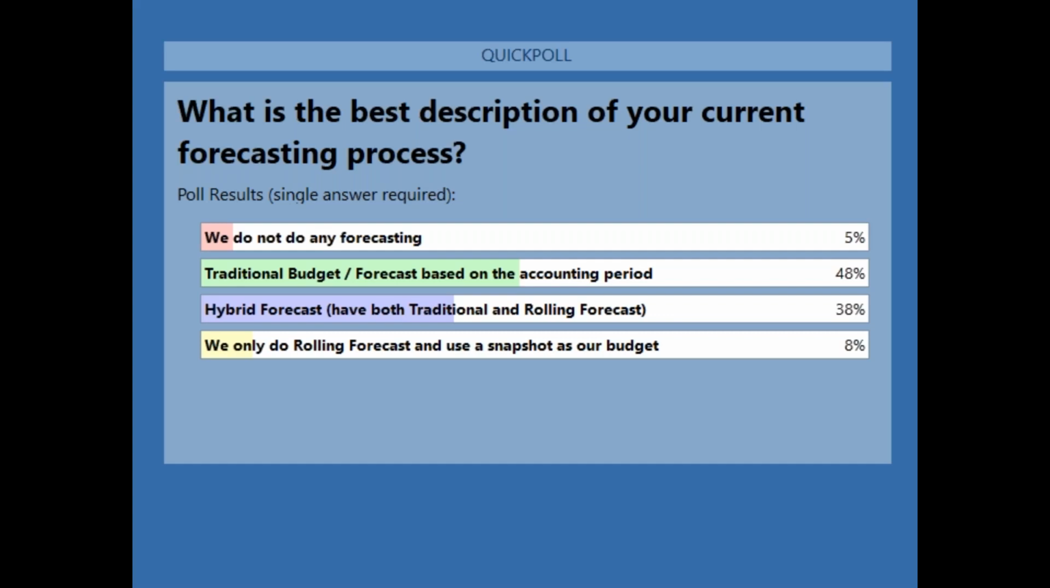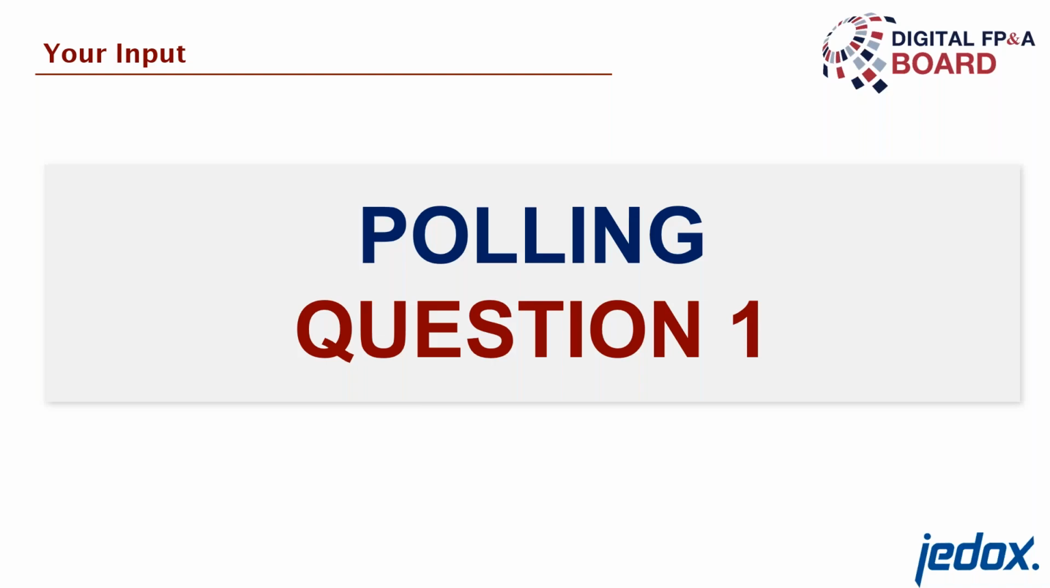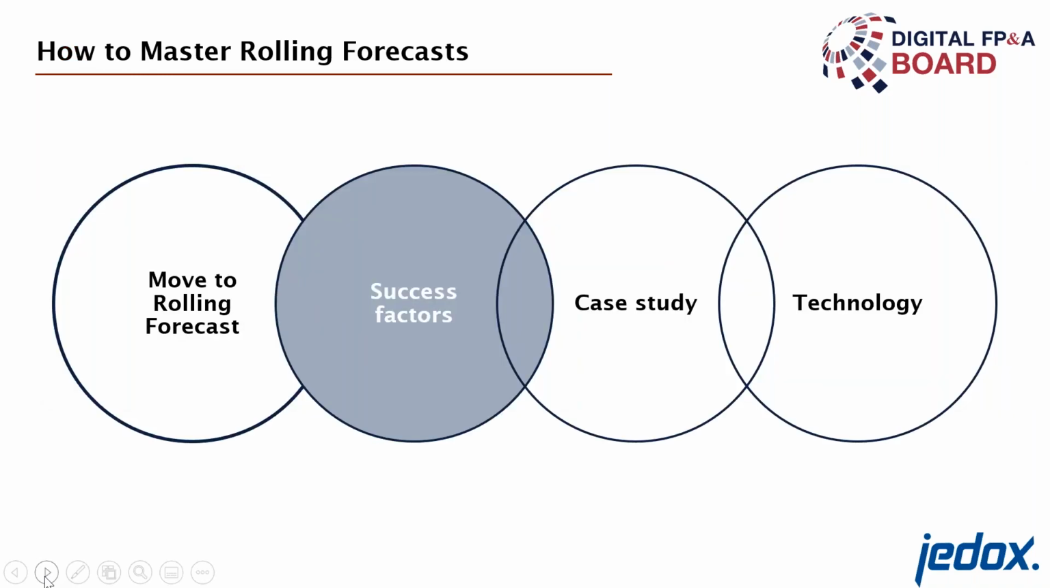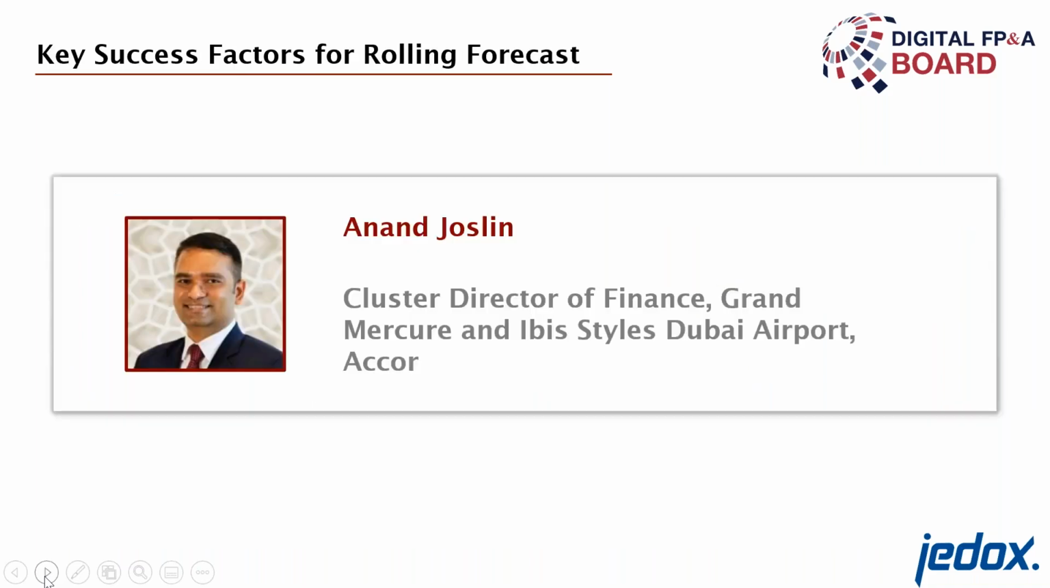Thank you very much, panelists. Let me now hide this and we move on to our next bit. But before we move on to our next session, I would like to remind our participants to please ask your questions and direct them to the presenter or the panelists you would like to answer. We will come to all of your questions, hopefully a few today and the rest by email. Our next session now will be on success factors. And to talk about key success factors for rolling forecast, we've got Anne and Jocelyn, who is Cluster Director of Finance at Accor Group. So Anna, over to you, whenever you're ready.